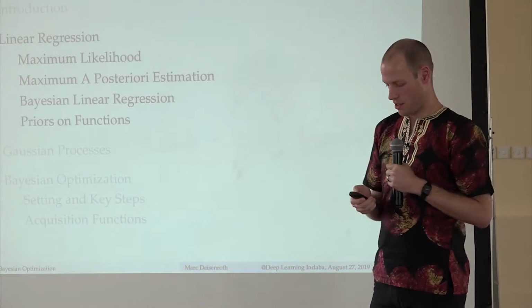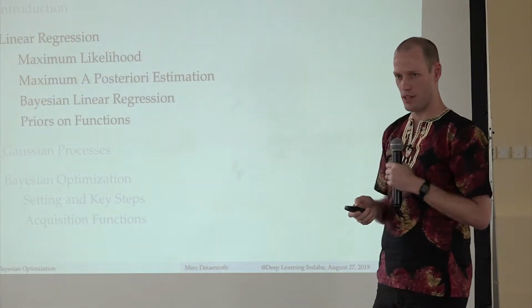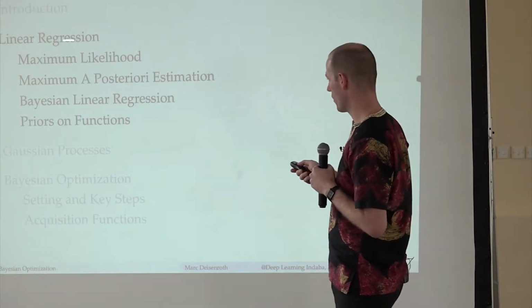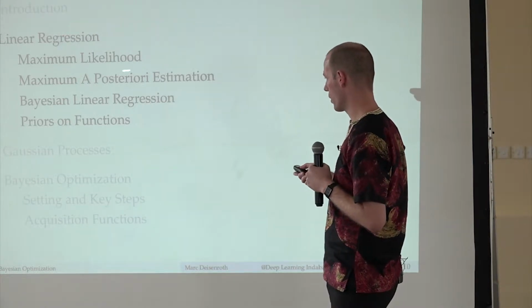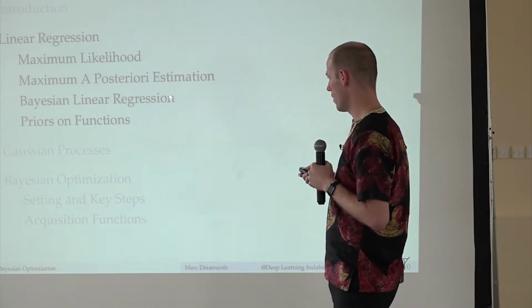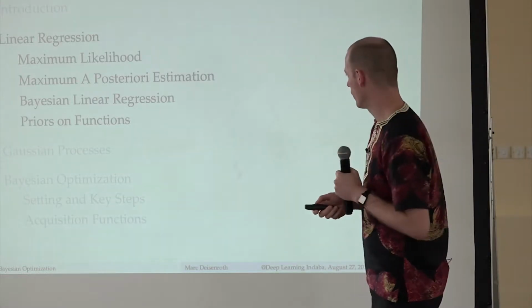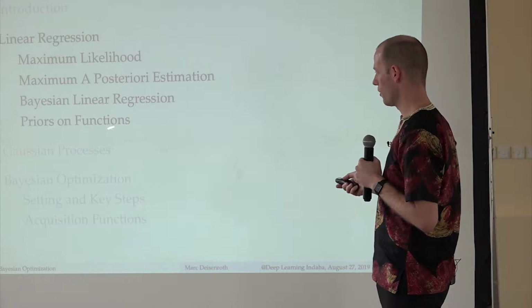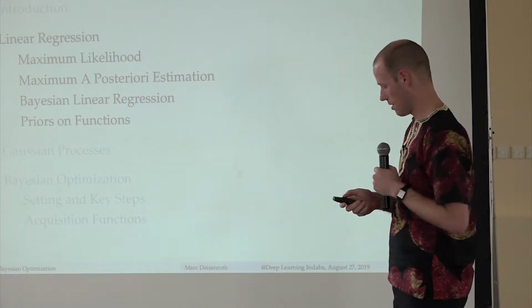And this is kind of like the overview of the next 20 to 30 minutes. So we're going to talk about linear regression, so maximum likelihood, a very brief recap, MAP estimation, and then I want to spend much more time on Bayesian linear regression. And then slowly transition to the Gaussian process.